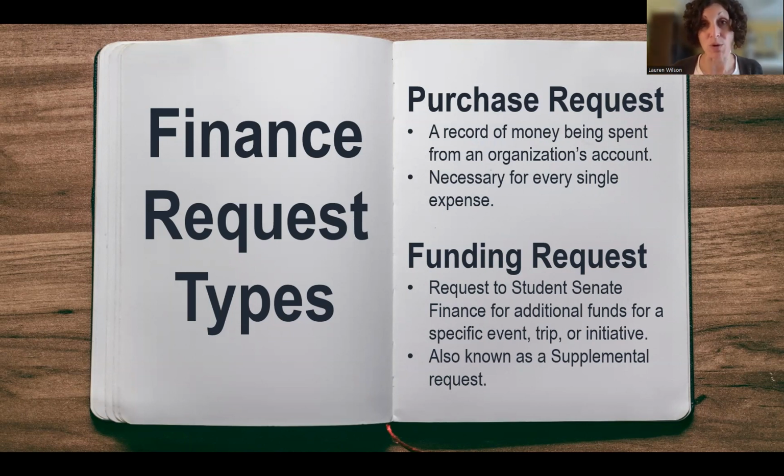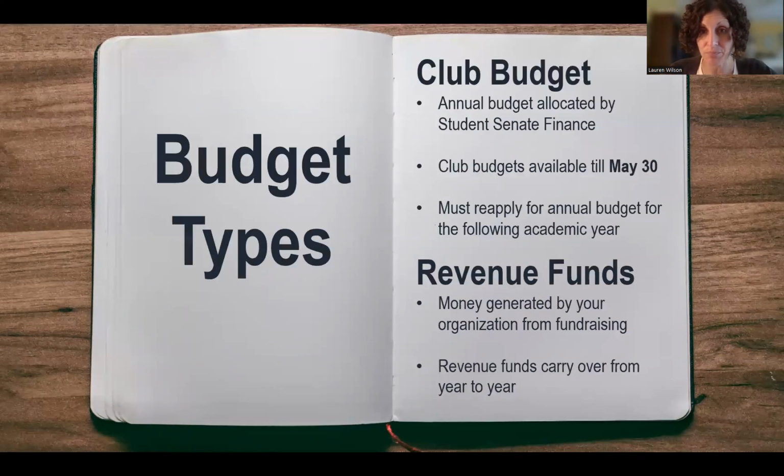Purchase request is spending money you already have. Funding request is asking for more. For the purposes of today's conversation, we're going to focus specifically on the purchase request process. So again, that is spending money that you already have in your budget, and that is required anytime that an expense is made from your budget.